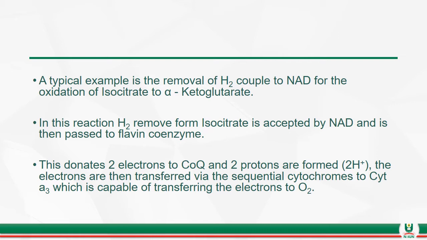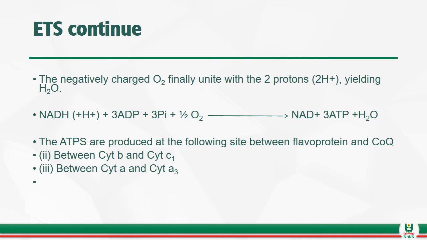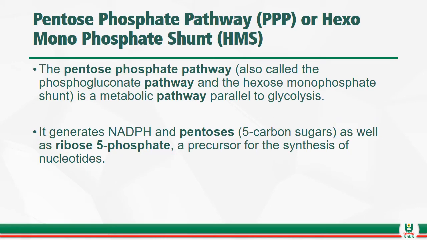This donates 2 electrons to CoQ and 2 protons are formed. The electrons are then transferred via the sequential cytochromes to cytochrome A3, which is capable of transferring the electrons. The negatively charged oxygen finally unites with the 2 protons, yielding water, the reaction shown below. The ATPs are produced at the following sites: between flavoprotein and CoQ, between cytochrome B and cytochrome C1, and also between cytochrome A and cytochrome A3.